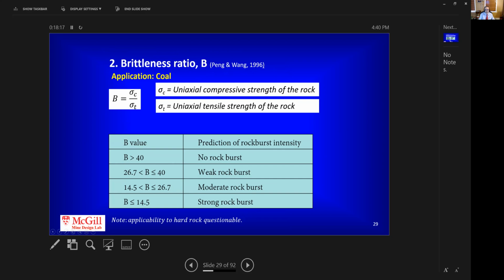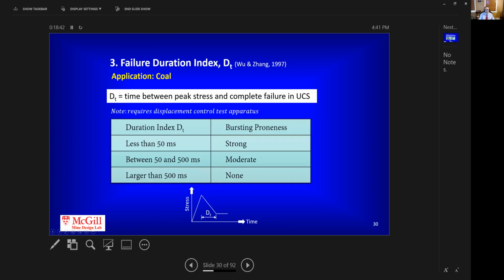high compressive strength and high tensile strength or low tensile strength. The trend is not very obvious here. We tried to look at it with some rocks that we obtained from bursting mines, and it didn't give us a good indication. However, there is some success with this criteria in coal mining applications.